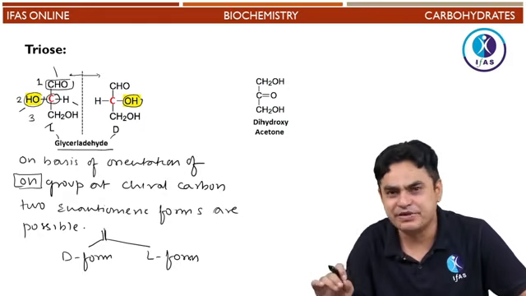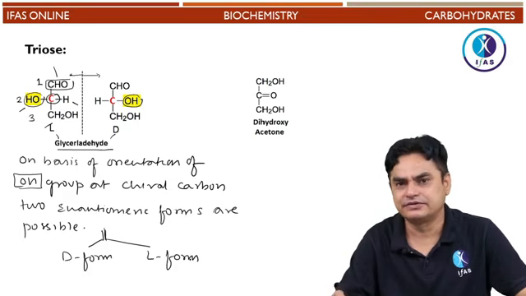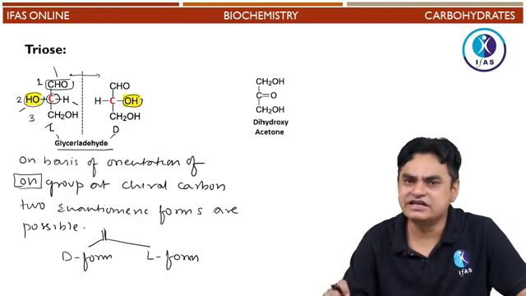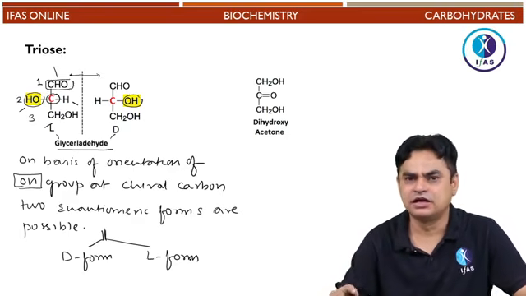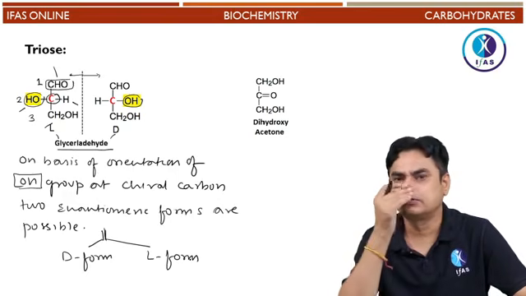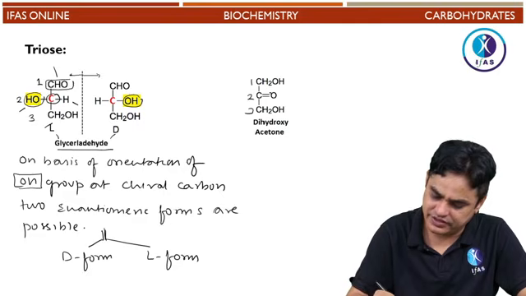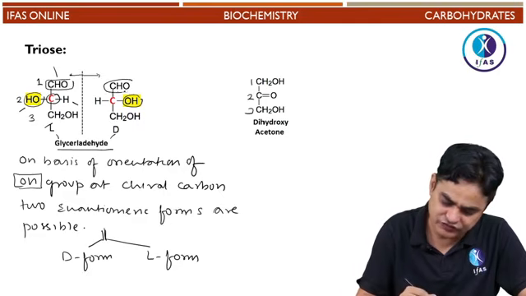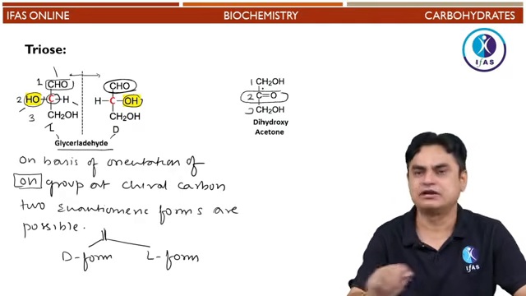So the simplest monosaccharide is triose, composed of 3 carbons. The aldehydic version is glyceraldehyde. Glyceraldehyde has 1 chiral carbon. The ketonic version of triose is this. It has 3 carbons, and obviously the aldehyde group resides at the first place. The ketone group cannot be at the first place. It is now at the second place.